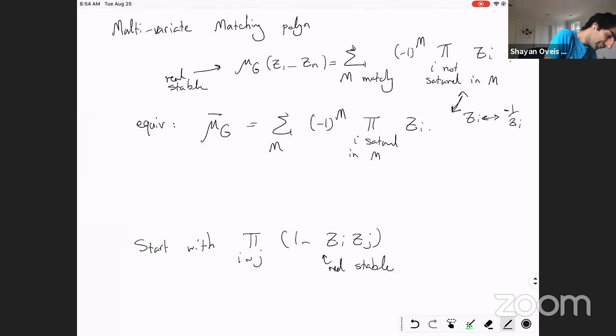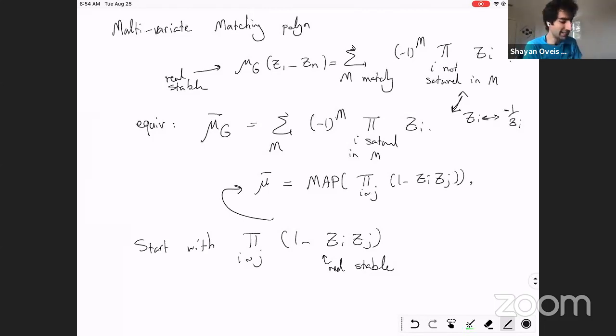Then, here is the interesting thing. I claim that this mu bar is exactly the same as map of this polynomial. That's the interesting part. So why is that the case? Just think about opening up this polynomial, let's call it P. Think about this polynomial P, which is the product of 1 minus zi zj for all edges of my graph. Think about opening up this P. You see there are lots of monomials.